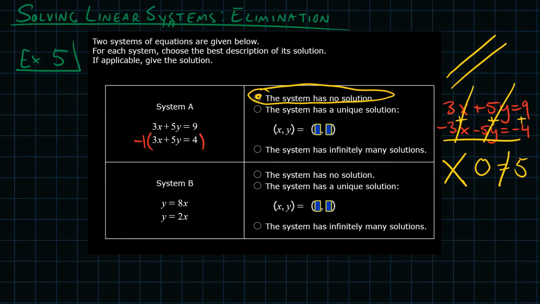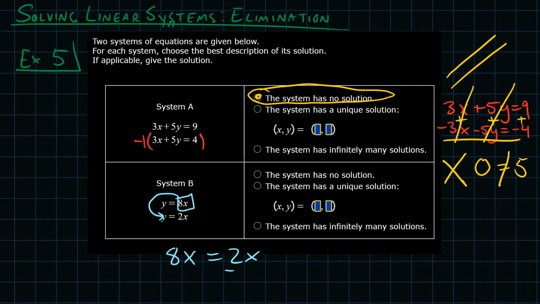In system B, we have y is equal to 8x and y is equal to 2x. So this isn't exactly great for using elimination method, but we can easily use substitution. Since we know that y is equal to 8x and y is also equal to 2x, we can substitute 8x for y, giving us the equation 8x is equal to 2x.